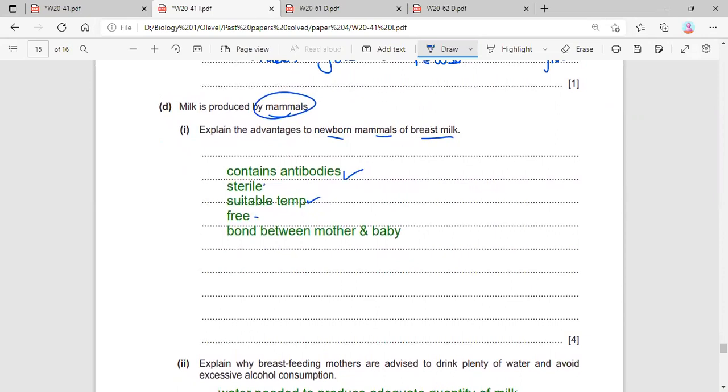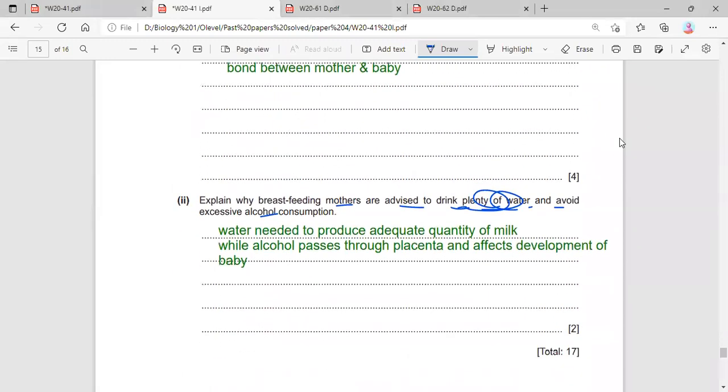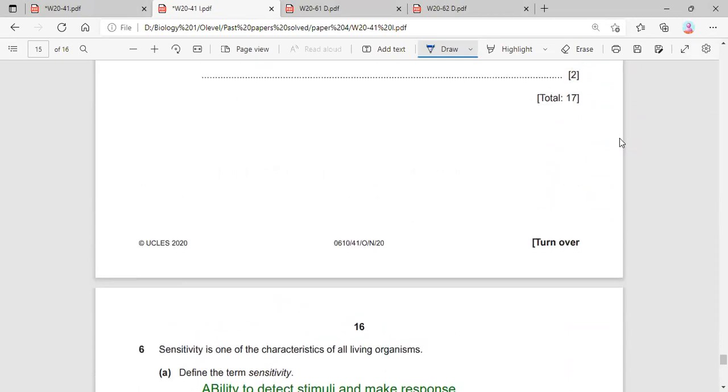Explain why breastfeeding mothers are advised to drink plenty of water and avoid excessive alcohol. So the question here is two parts. The first part is why they are advised to drink plenty of water. And I told him that water is needed to produce adequate quantity of the milk. Milk is made mainly from water and other constituents. While the alcohol, you should not drink alcohol during pregnancy because it passes through the placenta and may affect the development of the baby.